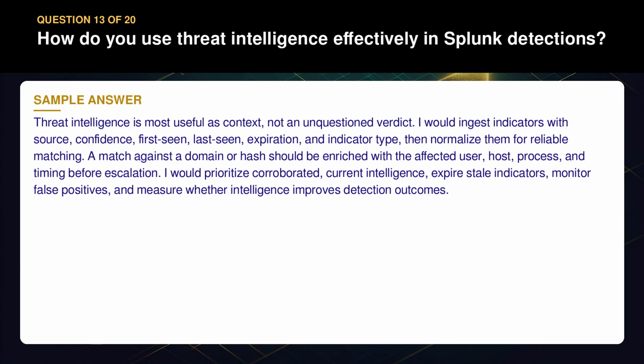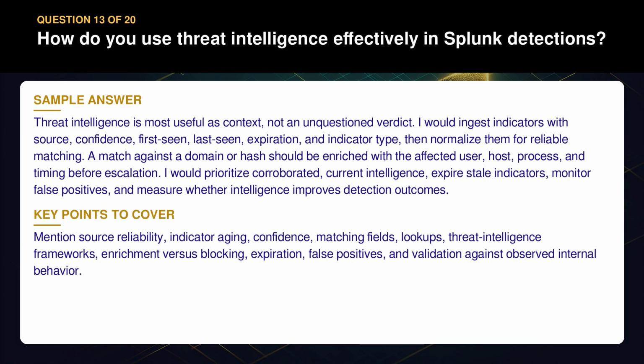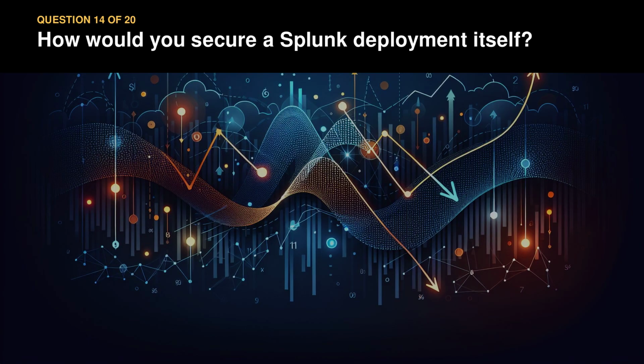escalation. I would prioritize corroborated, current intelligence, expire stale indicators, monitor false positives, and measure whether intelligence improves detection outcomes. Mention source reliability, indicator aging, confidence, matching fields, lookups, threat intelligence frameworks, enrichment versus blocking, expiration, false positives, and validation against observed internal behavior.